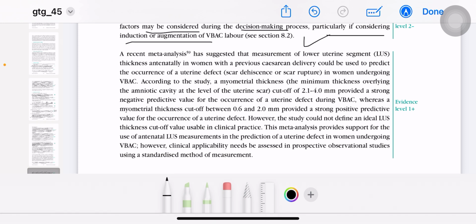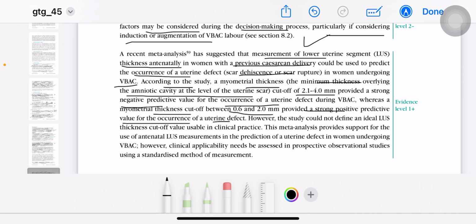A recent meta-analysis suggested that measurement of lower uterine segment thickness antenatally in women with a previous cesarean section could be used to predict the occurrence of a uterine defect, scar dehiscence, or scar rupture in women undergoing VBAC. According to the study, a myometrial thickness, the minimum thickness overlying the amniotic cavity at the level of the uterine scar, with a cutoff of 2.1 to 4 mm provides a strong negative predictive value for the occurrence of uterine defect during VBAC, whereas a myometrial thickness cutoff between 0.6 to 2 mm provides a strong positive predictive value for occurrence of uterine defect. However, the study could not define an ideal lower thickness cutoff value usable in clinical practice.